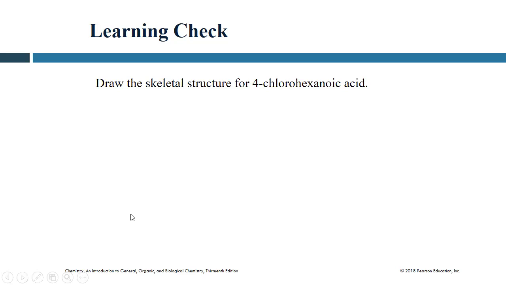All right, let's go the other direction. Draw the skeletal structure for 4-chlorohexanoic acid. Again, I'll give you another minute or so to do this.